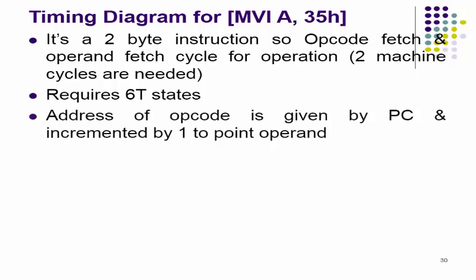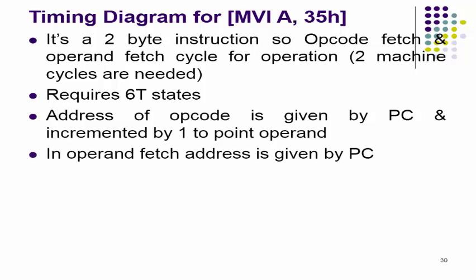In the first machine cycle, the address of the opcode is given by the program counter, and the program counter gets incremented by 1 to point to the operand field, that is the contents available in the operand, that is 35 hex. So in operand fetch, the address is given by the program counter.